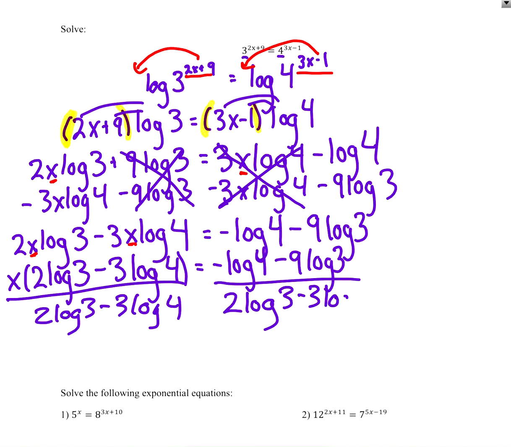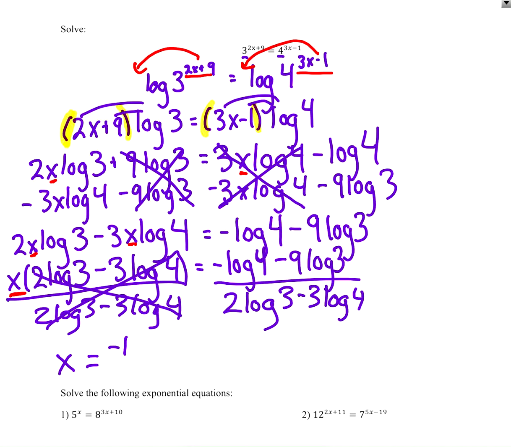Now, why would we divide by that? Well, you always want to do the inverse operation of what's happening to the variable that we're trying to get by itself. It's being multiplied by 2 log 3 minus 3 log 4. So you want to do the opposite and divide by 2 log 3 minus 3 log 4 on both sides. That would get all this to cancel on the left, so we're left with just an x on the left, and that would equal what's on the right.